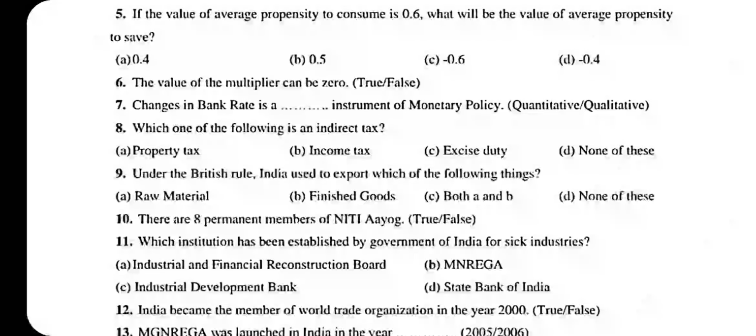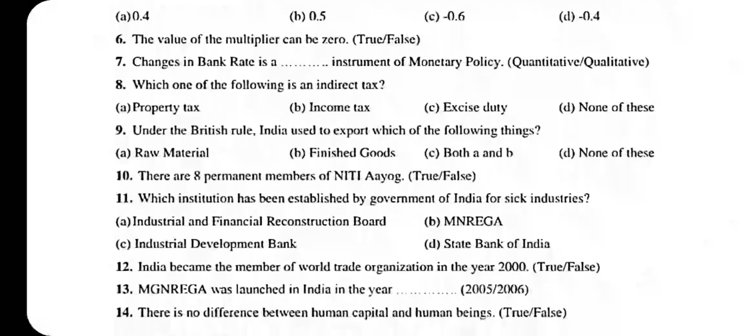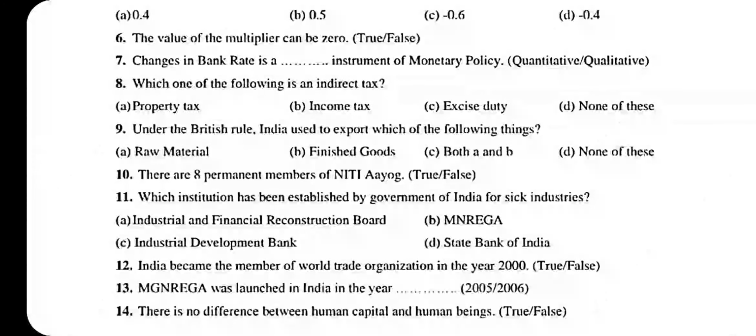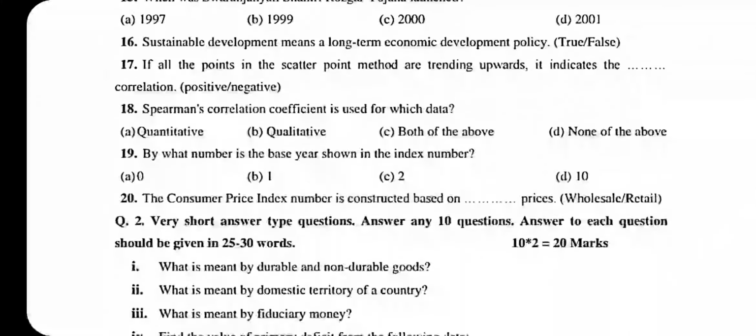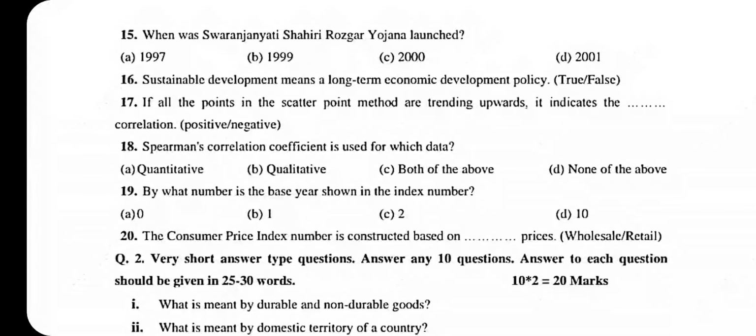9. A. Raw material. 10. False. 11. A. Industrial and Financial Reconstruction Board. 12. False. 13. 2006. 14. False. 15. A. 1997. 16. True. 17. Positive. 18. B. Qualitative. 19. D. 100. 20. Retail.